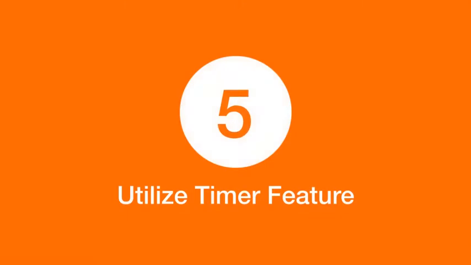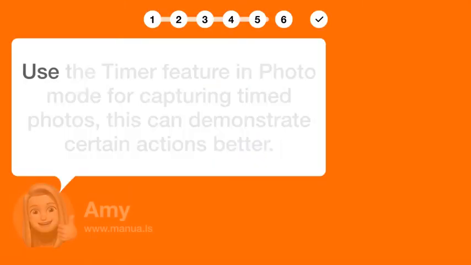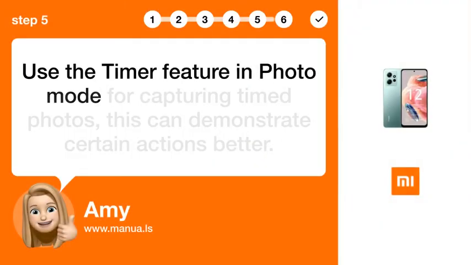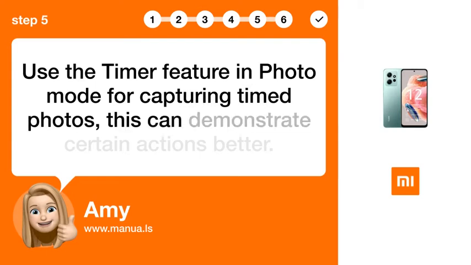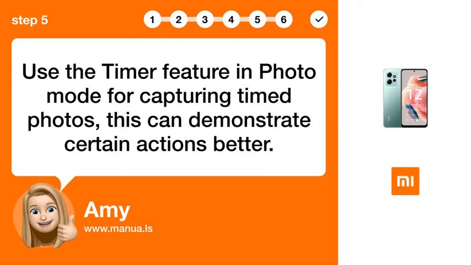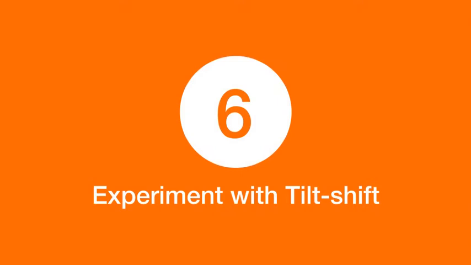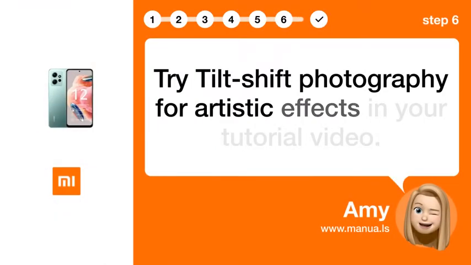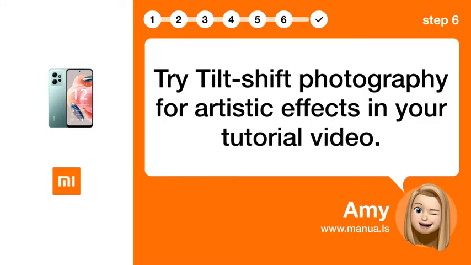Step 5. Utilize timer feature. Use the timer feature in photo mode for capturing timed photos. This can demonstrate certain actions better. Step 6. Experiment with tilt shift. Try tilt shift photography for artistic effects in your tutorial video.